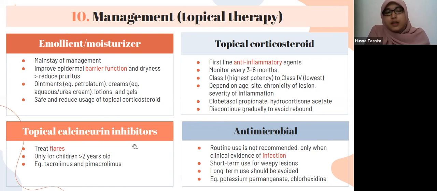Okay, topical calcineurin inhibitors. This is to treat flares, which is the severe form of the eczema. But it's only licensed for children above 2 years old because we want to avoid adverse drug reactions. For example, tacrolimus and pimecrolimus. For antimicrobials, routine use is not recommended and only used with clinical evidence of infection. Short-term use is for weeping lesions. Weeping lesions are pus-filled lesions. Long-term use should be avoided, and examples are potassium permanganate and chlorhexidine.